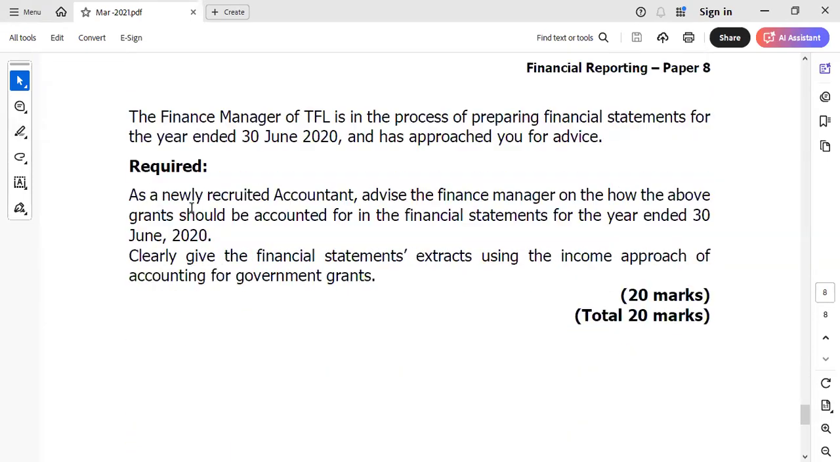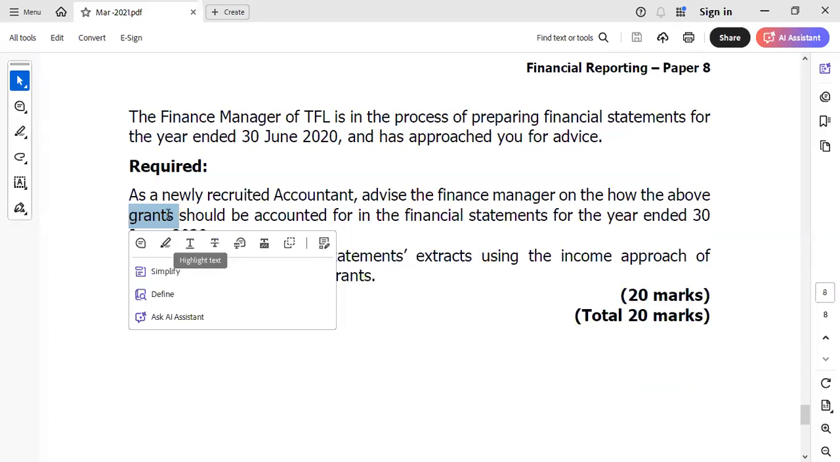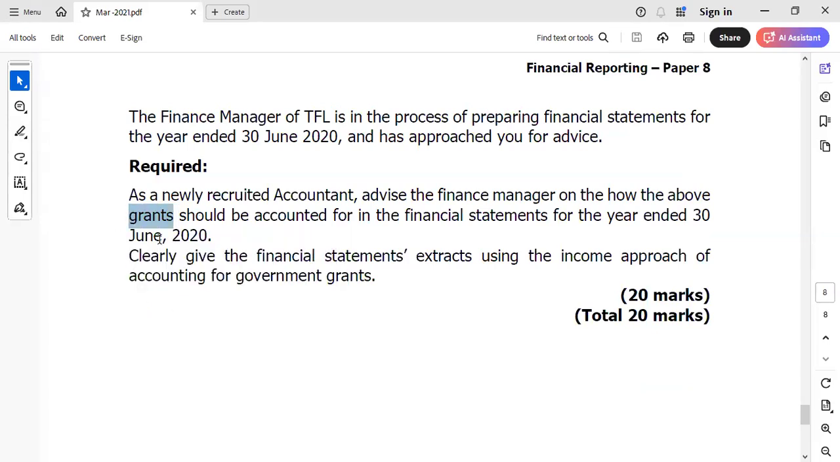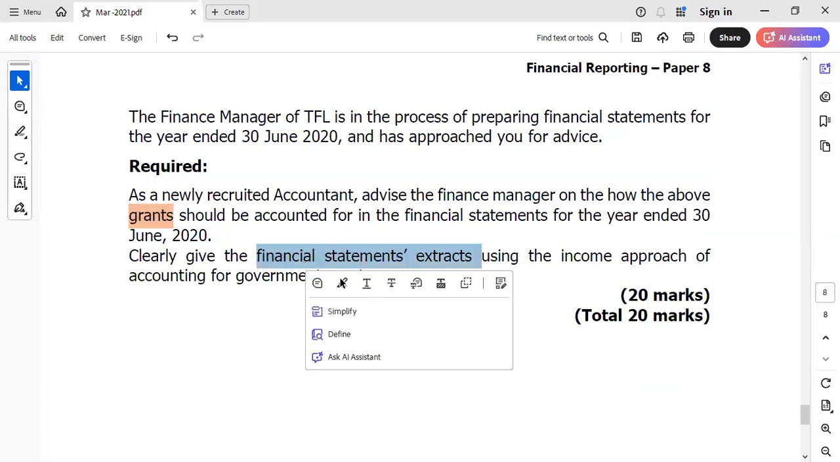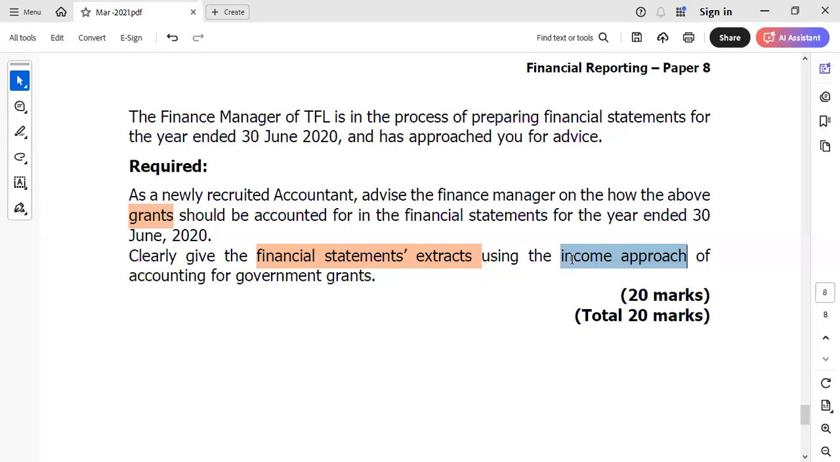Required part, they are telling us as a newly recruited accountant, you advise the finance manager on how the above grants should be accounted for in the financial statements for the year ended 30th June 2020. Clearly give the financial statements extracts, using the income approach of accounting for government grants.